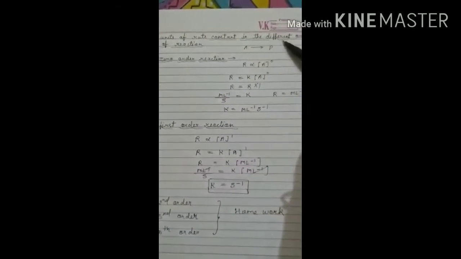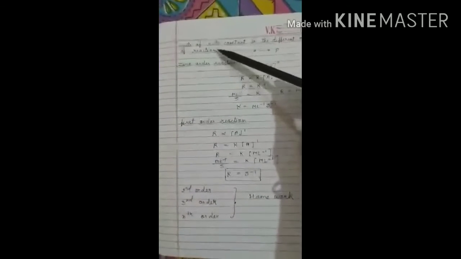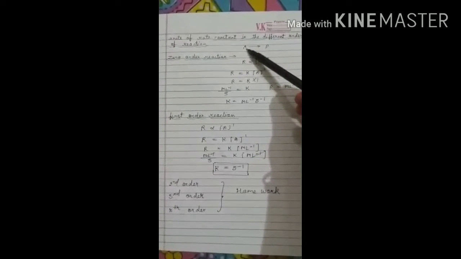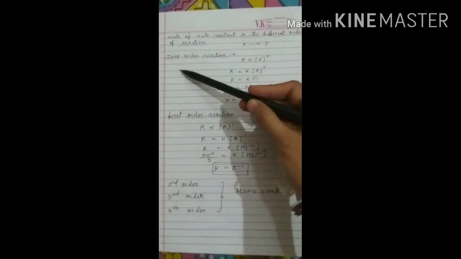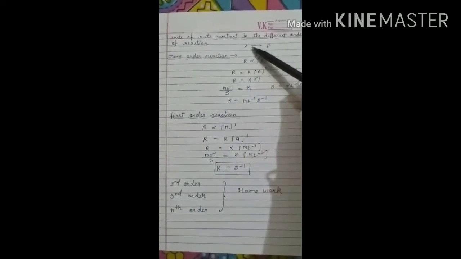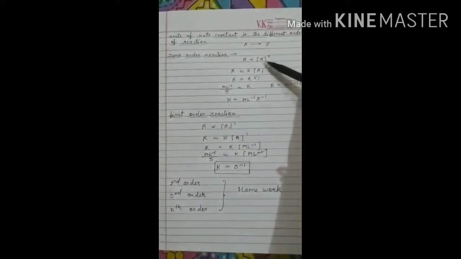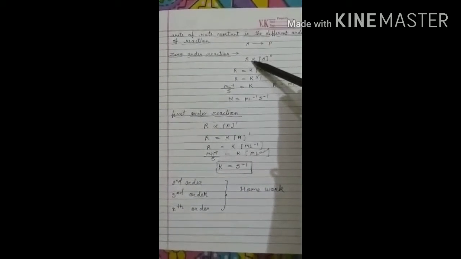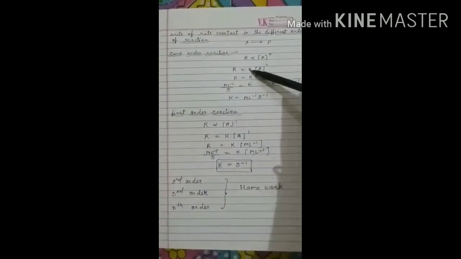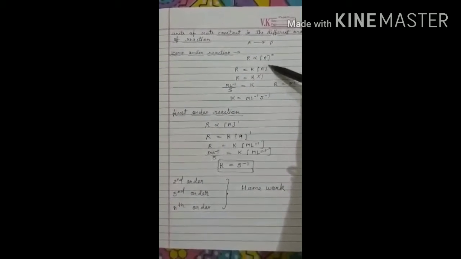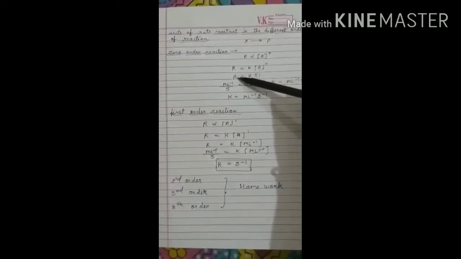Now come to the next topic: units of rate constant for different orders of reaction. We have just learned what the rate constant is. Once again we are considering a very simple equation: A is the reactant, P is the product. For a zero order reaction, what will be the rate law? I have taught that rate is directly proportional to the molar concentration of reactant. But as we are taking zero order, its power will be 0. Removing the sign of proportionality, we give a constant K. So R is equal to K [A] raised to the power 0. [A] raised to the power 0 becomes 1, so R is equal to K.